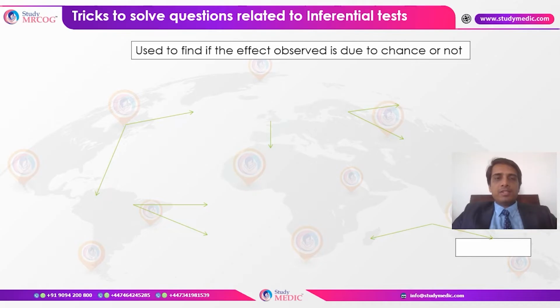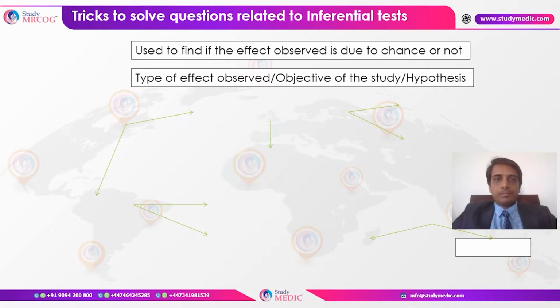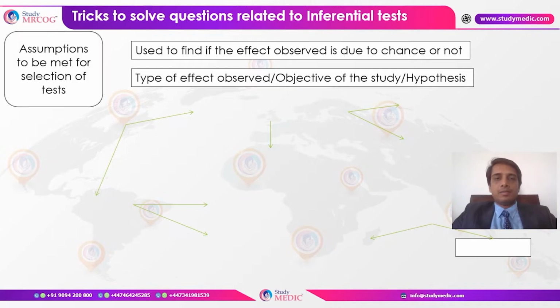Now, these inferential tests or statistical tests are usually used to find out whether the effect that we are observing in our study is due to chance or not. That is what is given in the p-value after we do the tests. Now, in that particular study, you need to look at the type of the effect observed or the objective of the study and what is the hypothesis considered.